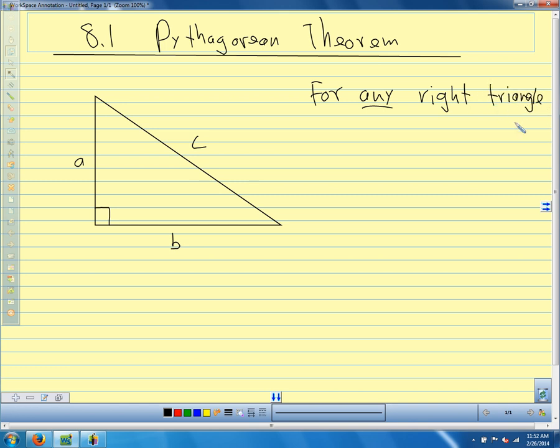We're going to say our legs are a and b. And we're talking about the lengths here, so our lengths are a and b, and the hypotenuse is c. a squared plus b squared equals c squared.